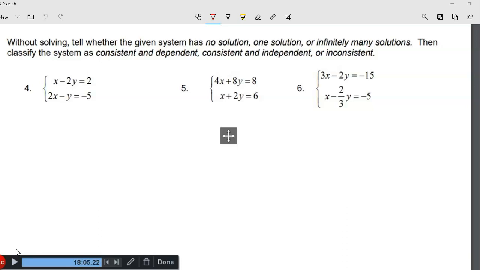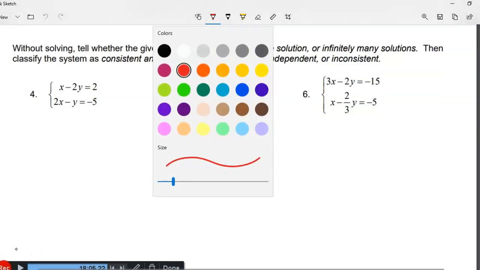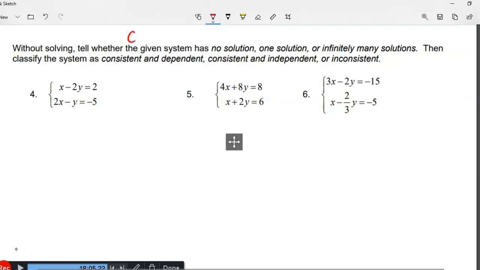So now let's talk about this right here, and I'm going to label this again from the notes. This is about classifying systems. So this is the part when you look at the slide where I drew everything out and I talked about what happens when I have no solution, one solution, infinite. So those words are up there, and you have to classify as consistent dependent, consistent independent, and then inconsistent.